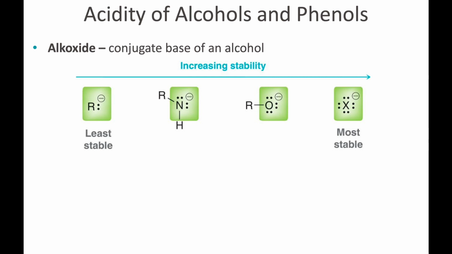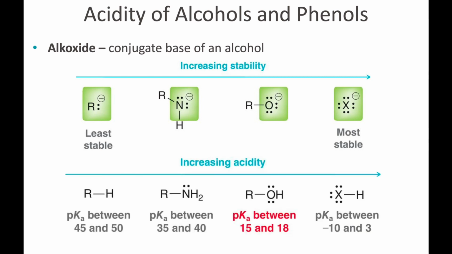Now remember in chemistry, when something is stable, it doesn't want to react, right? So you can say that the X minus is the least reactive, whereas the R minus is the most reactive as a base. Now let's review how that affects the acidity of the conjugate molecules.